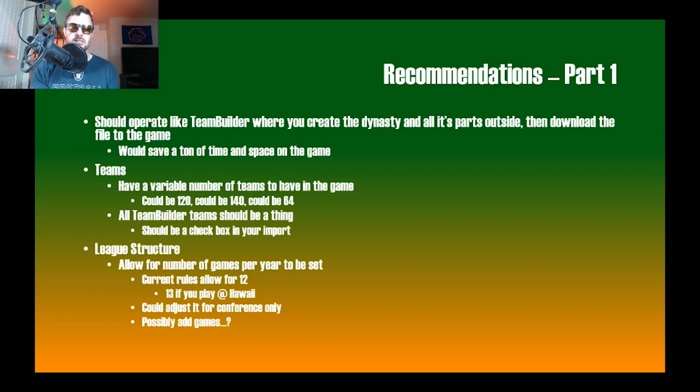So my recommendations, and like I said before, it should operate like Team Builder, where you create your dynasty in all of its parts, and then you download the file to the game. It would save a ton of time and space on the game. Basically, it would just outsource a lot of that customization, because there's a lot of things to customize there. You know, how do you want these rivalries to be set? What do you want the size of the league? How do you want the format to be? All of that would take a long time in the game. You could just do it offline on a computer and then download it. It would be really, really cool in my perspective if that's how it worked.